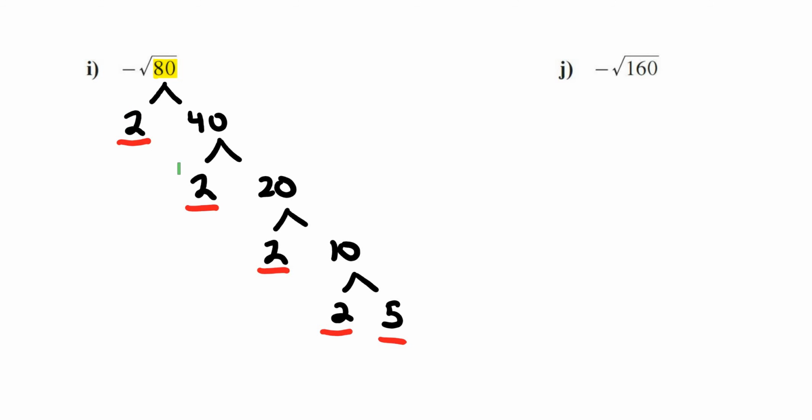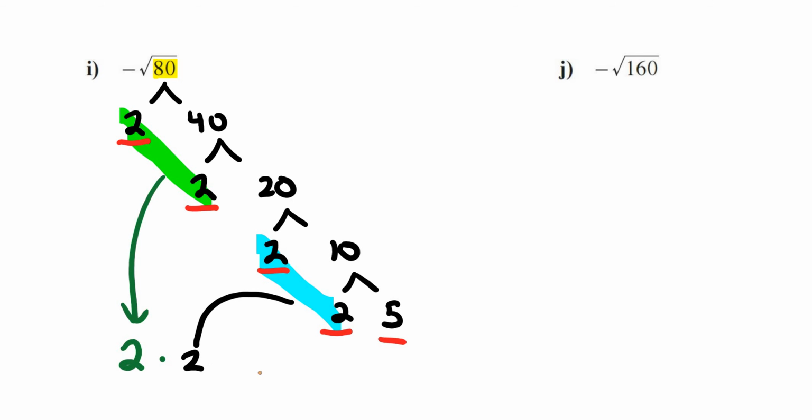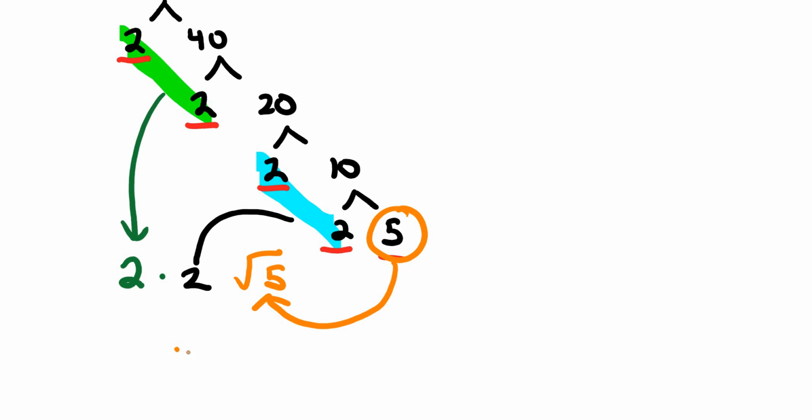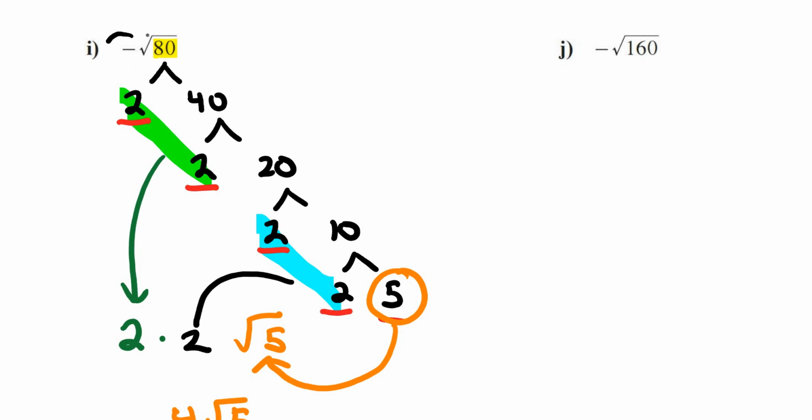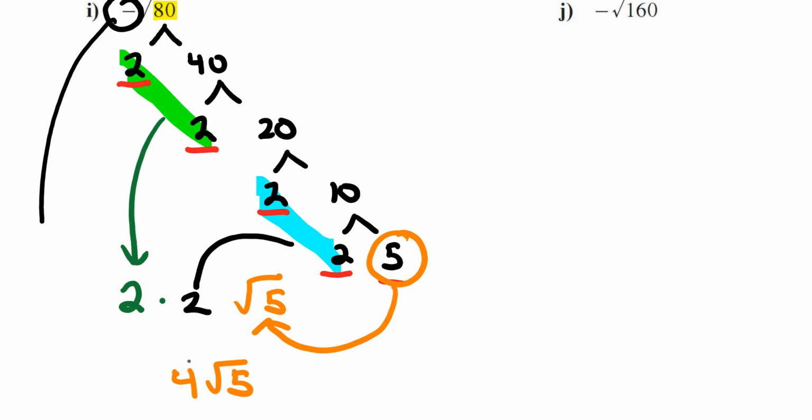Okay, so there's one group there, and there's another group there. So that group comes off as a single 2. This comes off as a single 2. And then finally the 5 there that doesn't have a pair, that will go on the inside. So this will be 4 root 5. And then remember there's a minus sign at the front, right? So that minus sign can just transfer over there to give you negative 4 root 5. All right, so there's the tree method if you prefer the tree method.